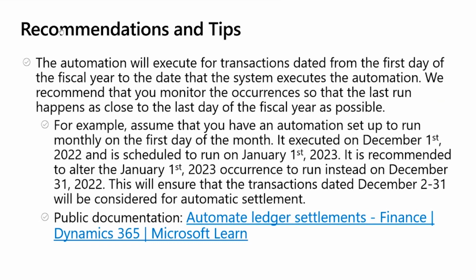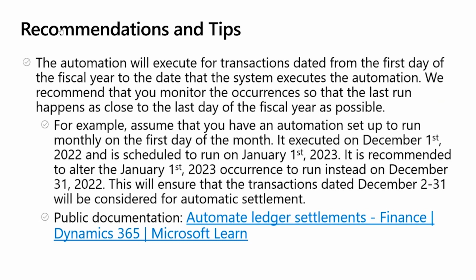of your fiscal year. Looking at this example, why I want you to do that is because let's assume you have an automation set up that's going to run just monthly, and it's always going to run on the first day of the month. So it will execute on December 1st, and the next scheduled run would be January 1st, 2023. My recommendation is that you should alter that January 1st occurrence to run instead on the last day of your fiscal year, because that will ensure that it will pick up all of those transactions dated December 2nd through the 31st for automatic settlement.